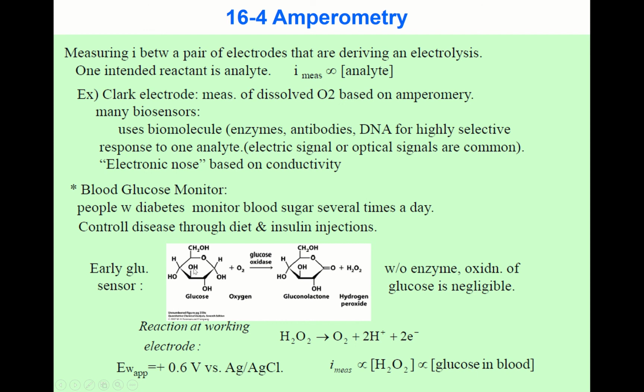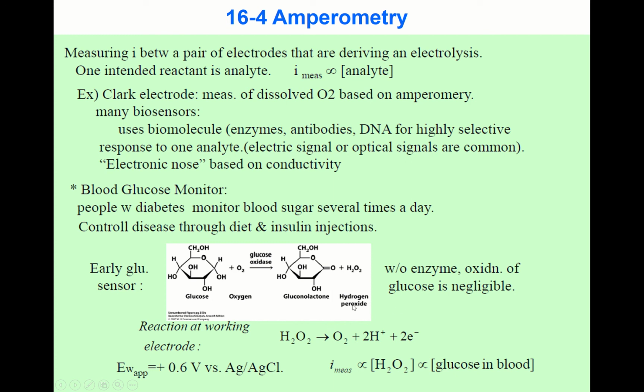Glucose plus oxygen in the presence of glucose oxidase gives you gluconolactone. This is the oxidation product of glucose, and as a result, hydrogen peroxide is produced. Without the enzyme, glucose oxidase, oxidation of glucose is negligible. So you have to use glucose oxidase. Without this enzyme, this reaction doesn't proceed readily.